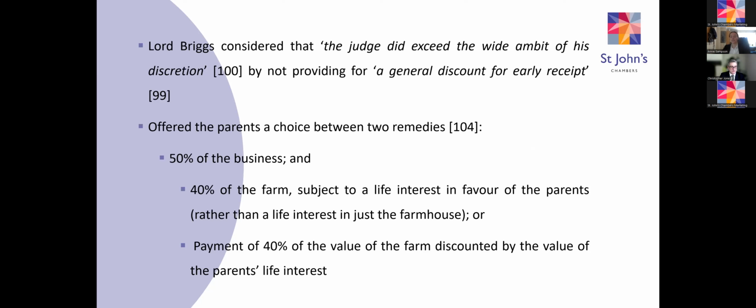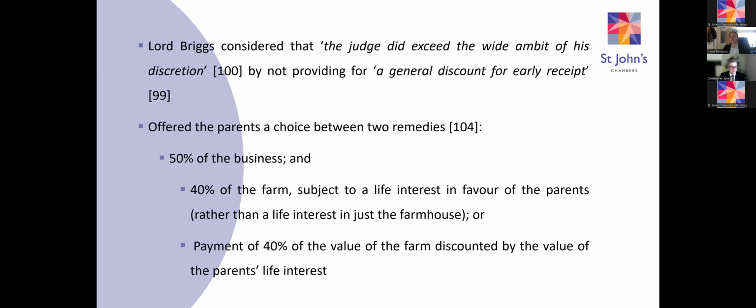Although the award was still referable to 40% of the farm, Lord Briggs offered the defendants two options as to the form of the relief. Either, if his parents wished not to have to sell early, Andrew would receive 40% of the farm, but subject to a life interest in favour of his parents in the whole farm rather than just the farmhouse, as had been ordered at first instance.